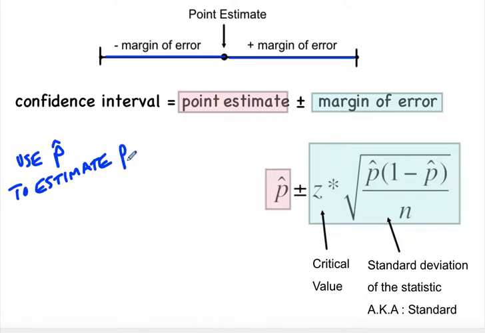Last chapter they gave us p, but in real life you wouldn't know that. That's why you would take a sample to try to estimate it. So everything we're using now are p hats. That's different. The margin of error is calculated by taking this critical value times the standard deviation. So margin of error is made up of two parts.